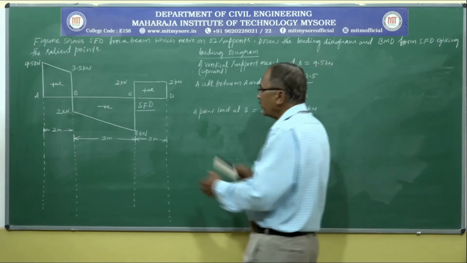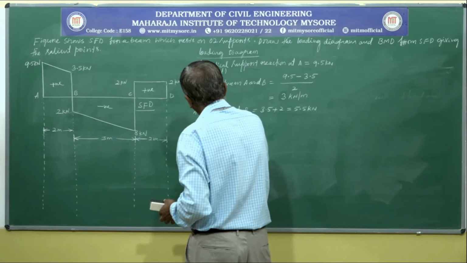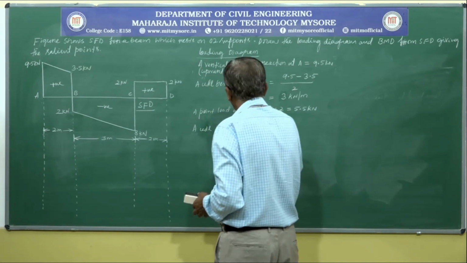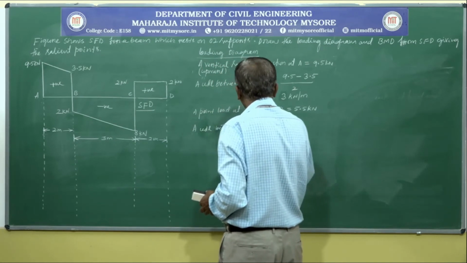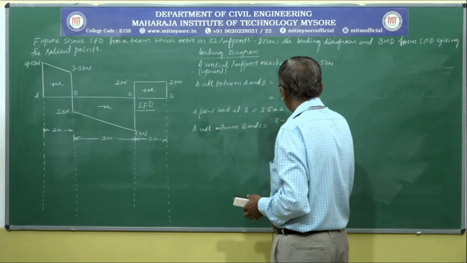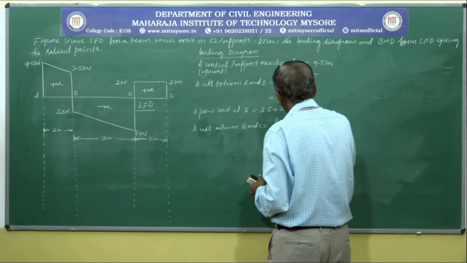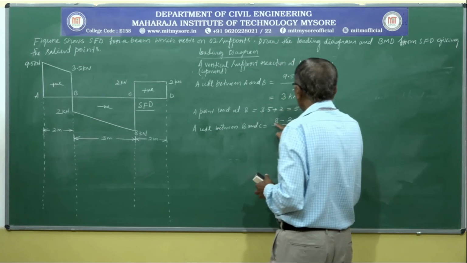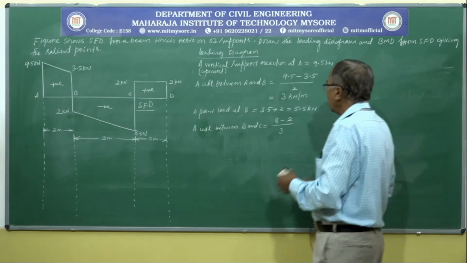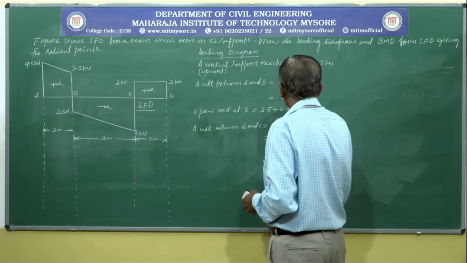Next, a UDL between B and C is equal to, again numerical difference, consider higher value first, 8 minus 2 divided by the span of 3 meter. 8 minus 2 is 6, divided by 3, it is 2 kilonewton per meter.